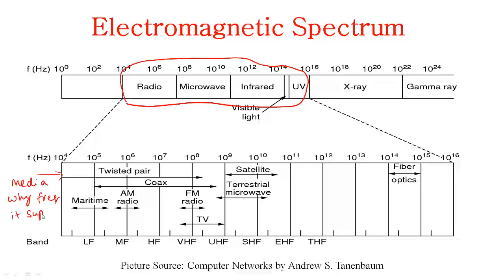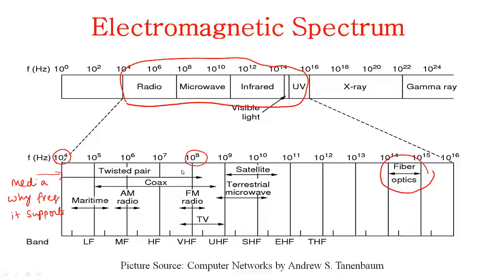So for example, the twisted pair cable supports frequencies between 10 to the power of 4 to about 10 to the power of 8. In other words, any frequency above this gets severely attenuated. You can't pass those frequencies through twisted pair. And similarly, coaxial cable from 10 to the power of 5 to roughly about 10 to the power of 9, and fiber optic cables support very high frequencies from 10 to the power of 14 to 10 to the power of 15.